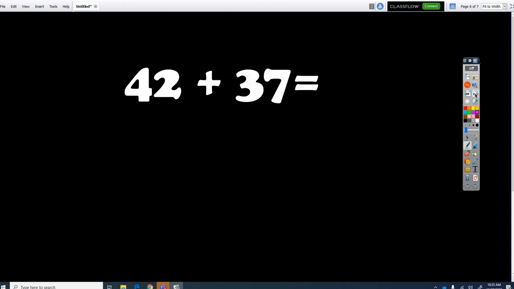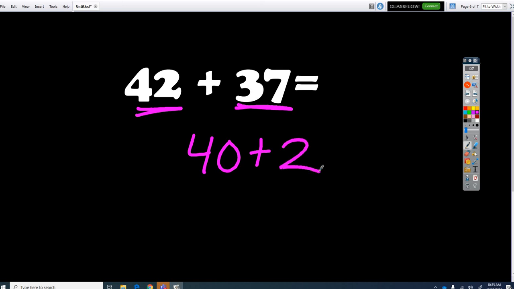Okay, well, let's try another one, another break apart strategy. So on the break apart, remember the first thing you do is, you've got to break both the numbers up. You have to expand them. So 42 would turn into 40 plus 2, and 37 would turn into 30 plus 7. Is that all we do? Are we done?